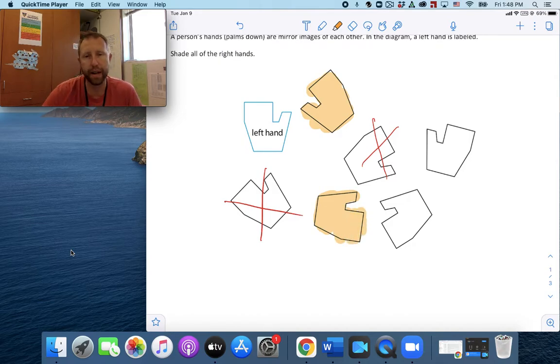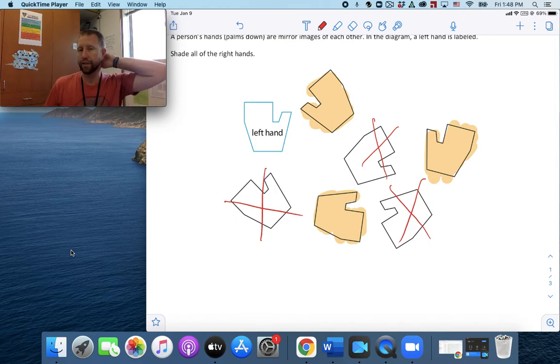Right, if I turn my head, I can see how, yeah, that does look like a right hand palm down. And here is another one right there. And then finally, this last one, I've got to really turn my head to see if that's a right hand or a left hand. And you know what? It looks like a left hand if it's palm down. So there we go. I've shaded in all of the right hands.